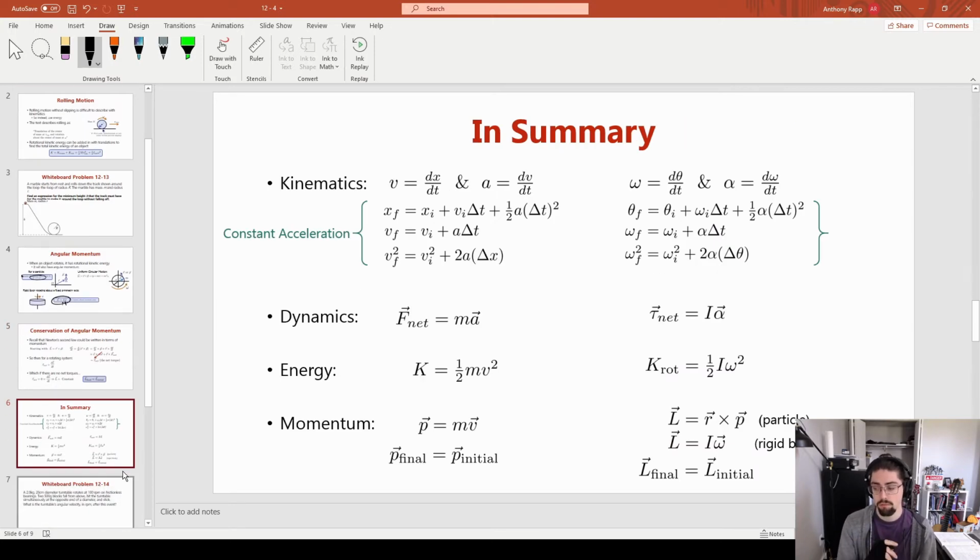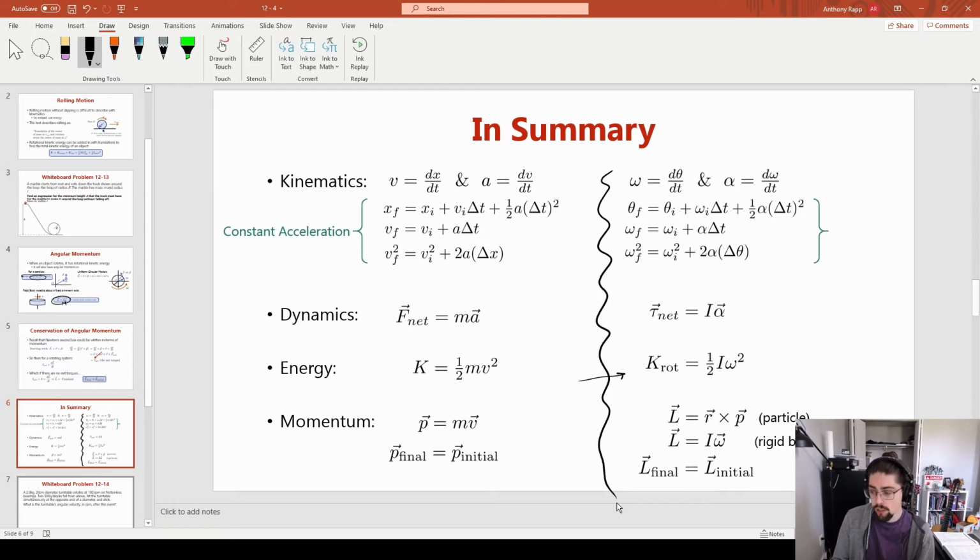In summary, here's what we've got. We have a full picture. Translational motion all on the left-hand side. Angular motion, all on the right-hand side. Think about this, pat yourselves on the back. We have gone through all of these equations in these last 4 lectures.